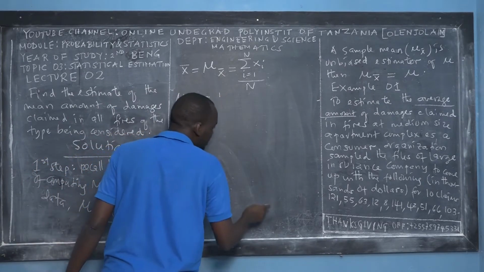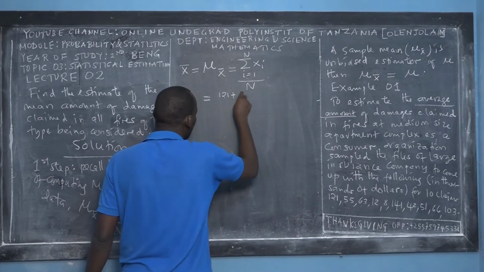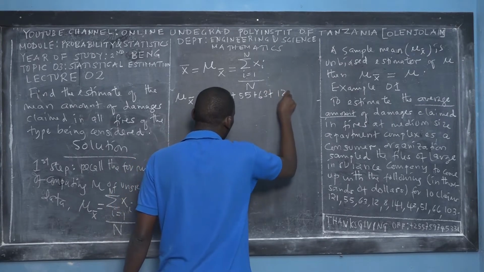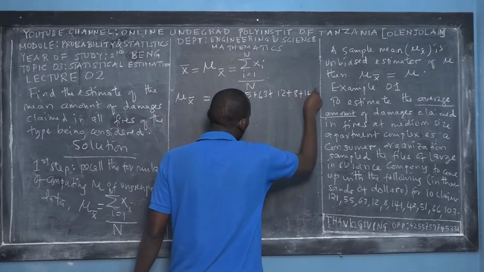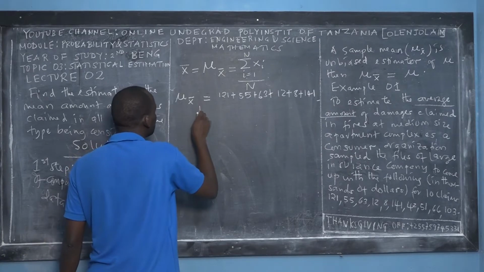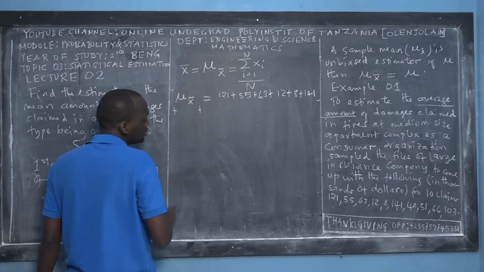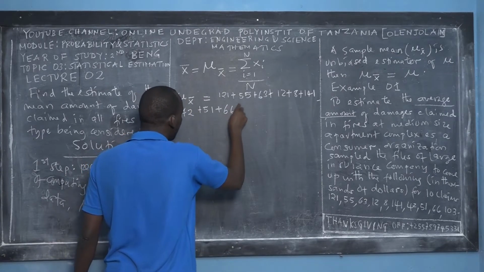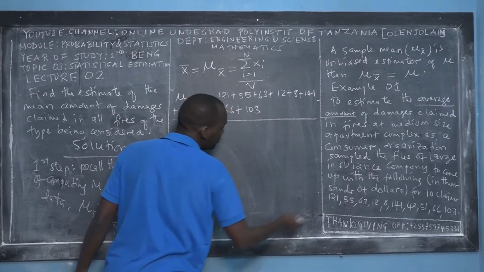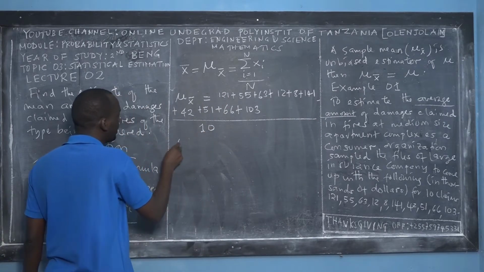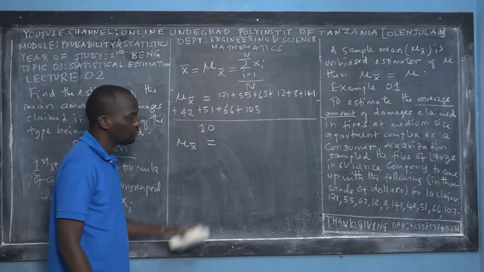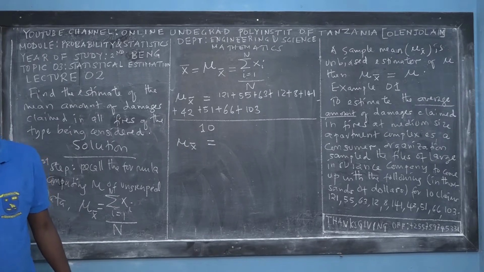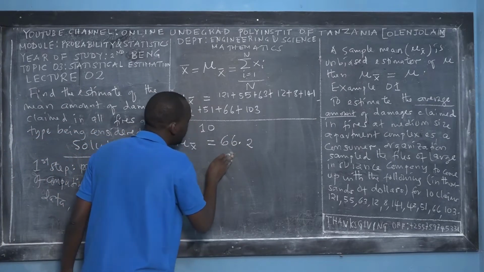So the average will be, we take the statistical data 121 plus 55, plus 63, plus 12, plus 8, plus 141, plus 42, plus 51, plus 66, and then plus 103, and we divide by how many claims? We have 10 claims. So the mean of sampling distributions of mean, if you use your scientific calculator, adding the numerator and dividing by the denominator of 10, then you find the point estimate will be 66.22. So this is the average.